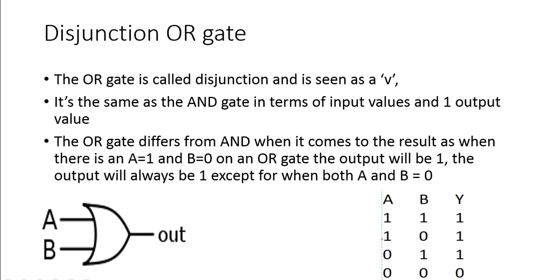So as you can see, you've got A and B, 1 and 1, the output is 1. You've got A1, B0, output is 1. A0, B is 1, the output is 1. A0 but B0, and the output is 0. So an OR gate can have either A or B be true, and then the output is still 1. But if both of them are false, then it's false.